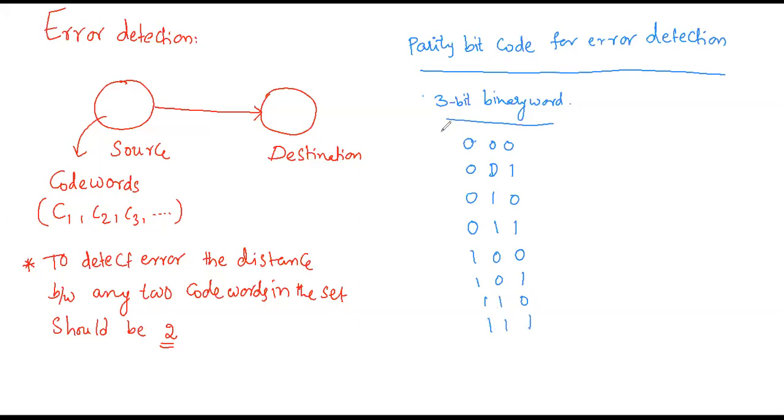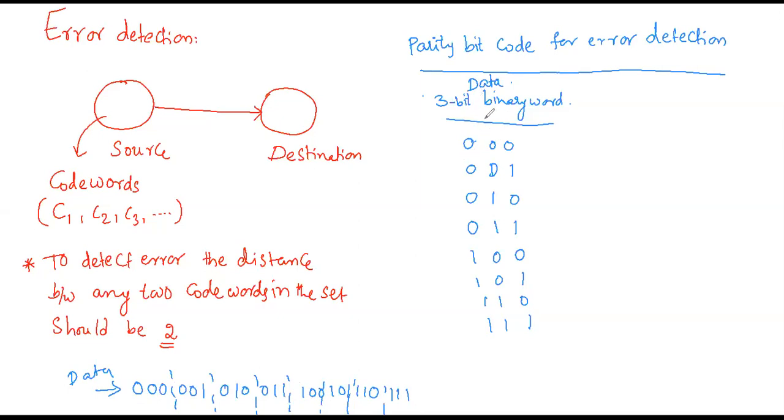This is the message. The message is like this: 0 0 0, 0 0 1, 0 1 0, 1 0 0. This is the message you want to transmit. This is data. For simplifying, we are dividing it into 3 bits. This data is a 3-bit binary word we are choosing.